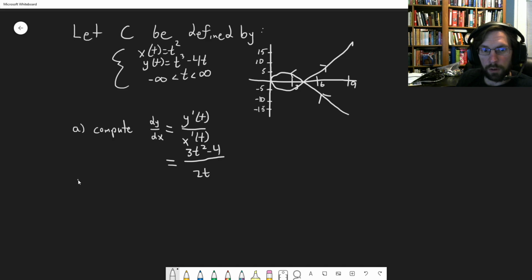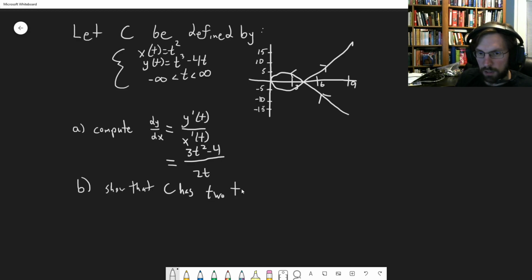Okay, so now in part B, we can show that C has two tangent lines at a point. Show that C has two tangent lines at the point (4, 0). Okay, so the point (4, 0) should be more or less here. So there's (4, 0), should be right there.